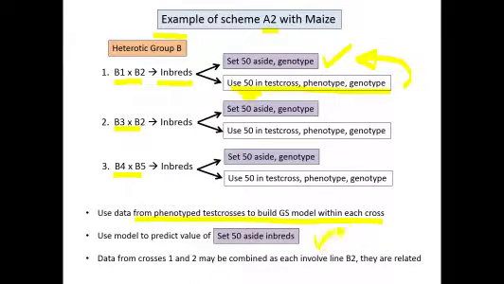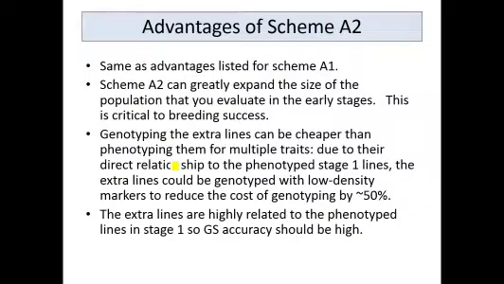So you do that, and it is possible that you can combine data from different crosses as well. In this case, this cross involved inbred line B2. This one involved the same one. So these inbreds and these inbreds are half sibs to one another, and data from those two crosses can be combined to help predict the value of the individuals that have been set aside. And again, in this scheme, you basically have doubled the size of your initial selection population by genotyping these 50 set-aside lines.